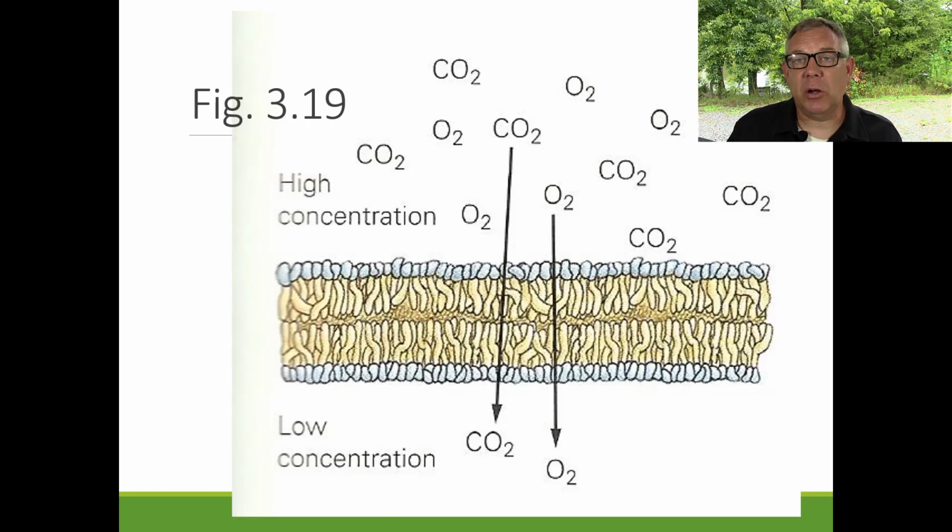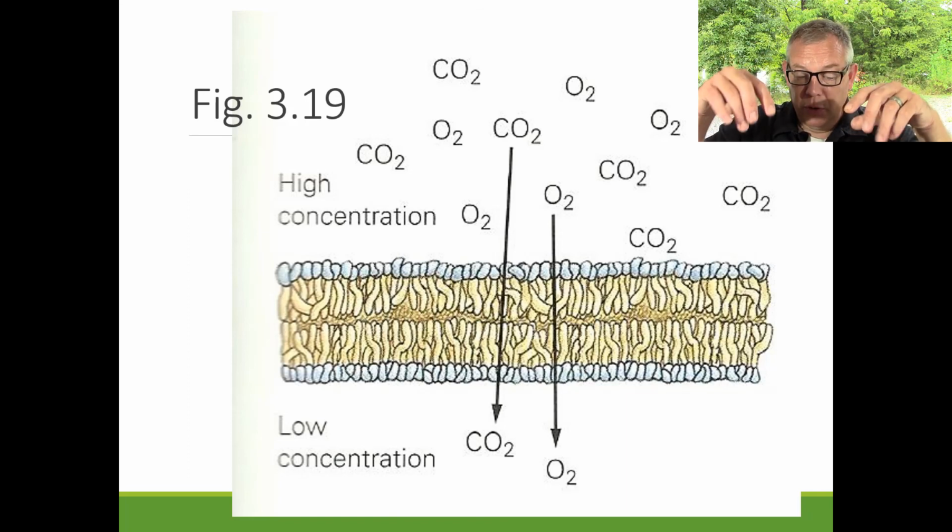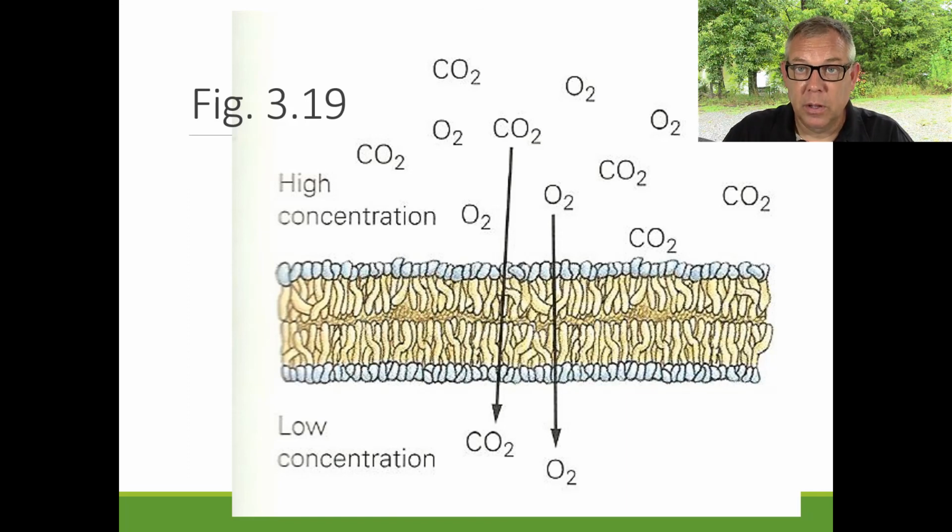And so here's a figure from your book, again, just sort of trying to underscore what I've been saying, that you've got this phospholipid bilayer. So here's a cell membrane, and you've got a high concentration of both oxygen and carbon dioxide on the top of this picture, and a low concentration at the bottom of this picture. So both of these will spread and move from the top to the bottom, and you'll have a net movement. And so that's an important way that things can cross cell membranes.